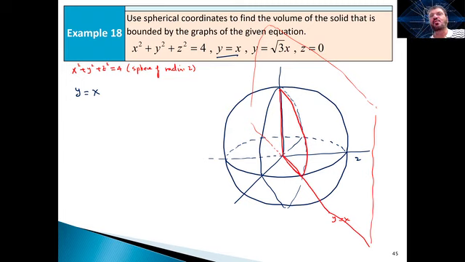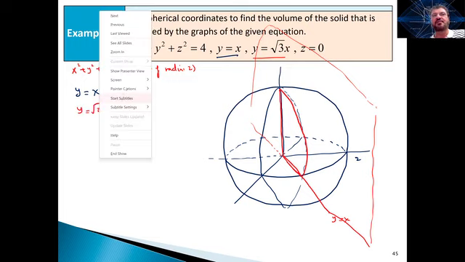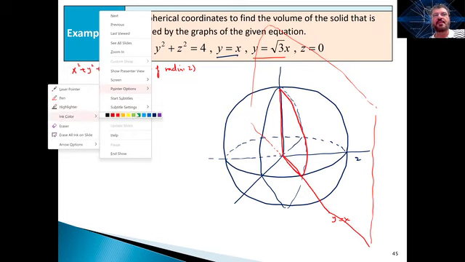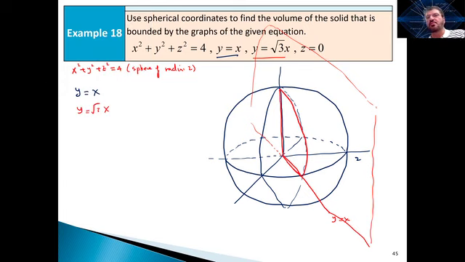Also, y equal root 3 x. I'm going to make it in green. Root 3 x is this one now. This is y equal root 3 x. And this one is going to go all the way up. This is another plane, by the way. And this is the result of the cut. So the result of the cut, guys, is exactly that shape. You see? That's the shape that we are talking about.